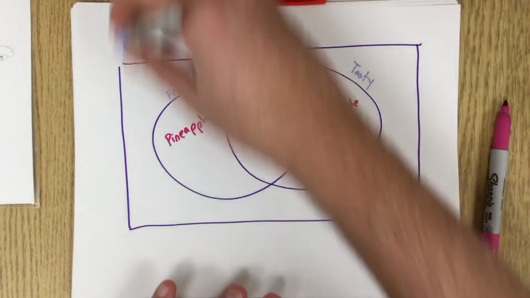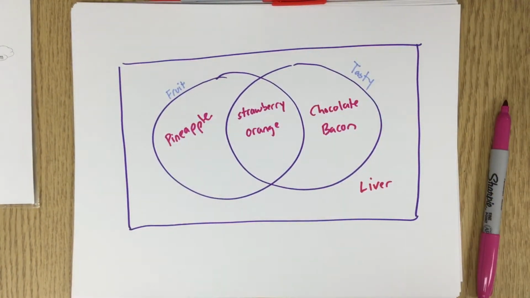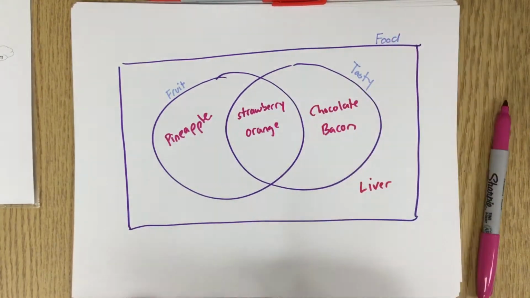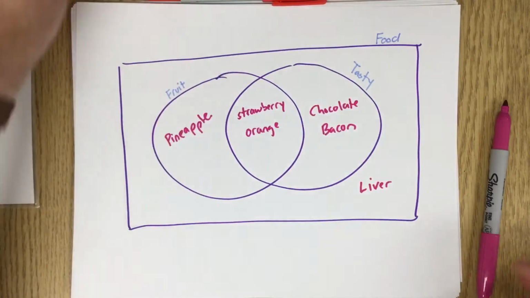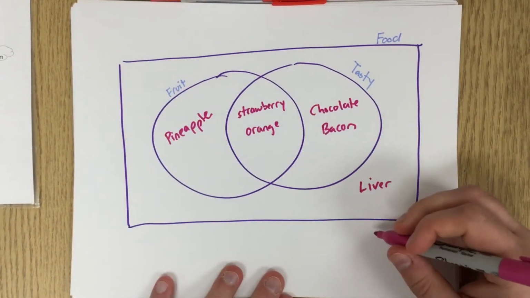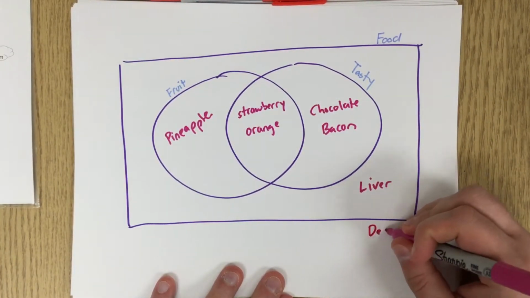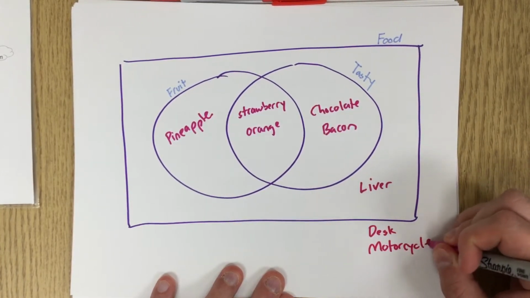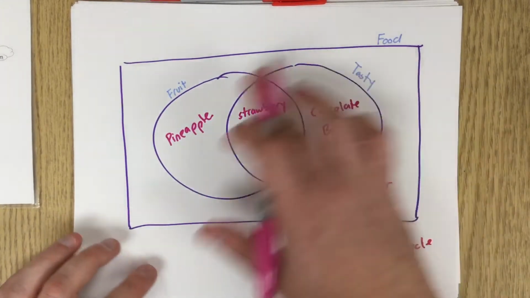And this box over here is technically kind of the universal set. It's going to be the set of everything we're talking about. Maybe I'll call it food. And maybe stuff would be outside of it. So outside of it we might have, you know, a desk or a motorcycle. And so that's a Venn diagram. It's a way of describing things.